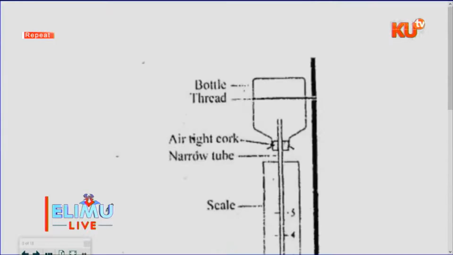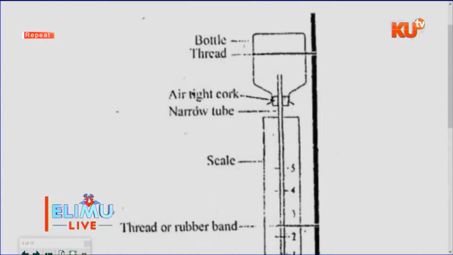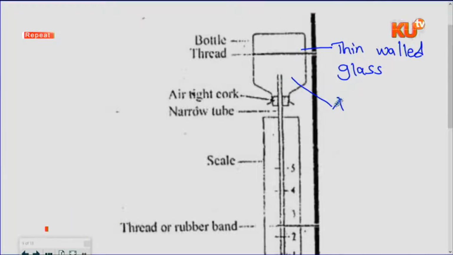Let's look at the diagram of an air thermometer. So this is the diagram of an air thermometer. So I'll explain as you look at it. So we have a bottle, and the best material for making this bottle should be thin-walled glass, such that expansion and contraction of air can easily be noticed. So we have an airtight cork to prevent air from getting out. Remember, what is inside here is air.